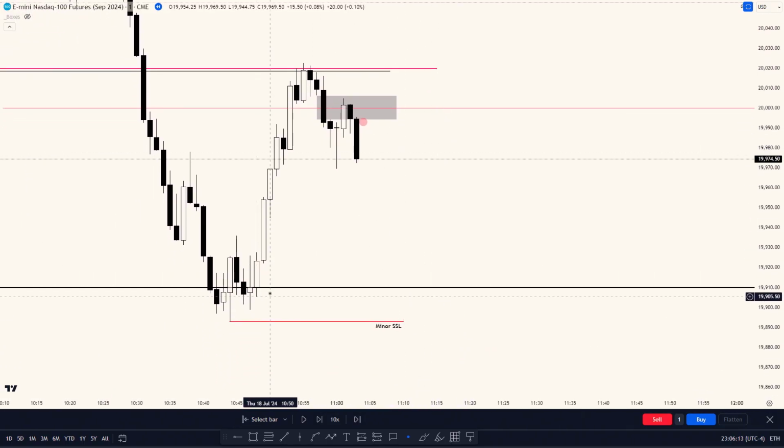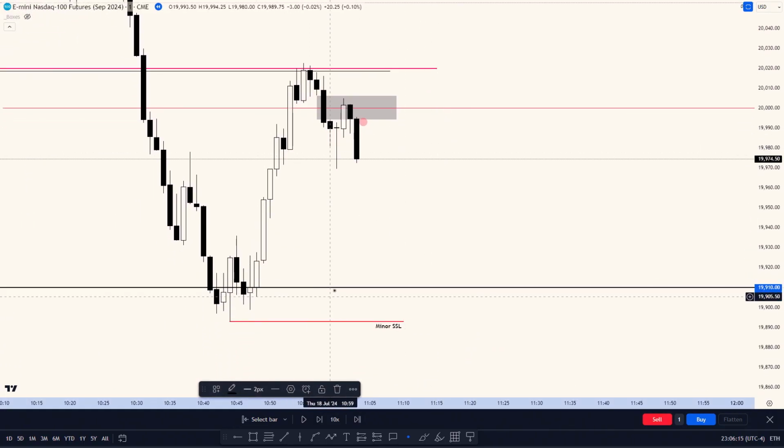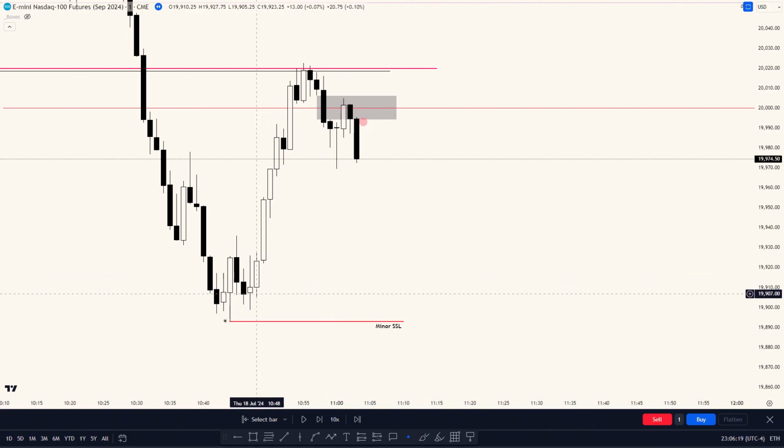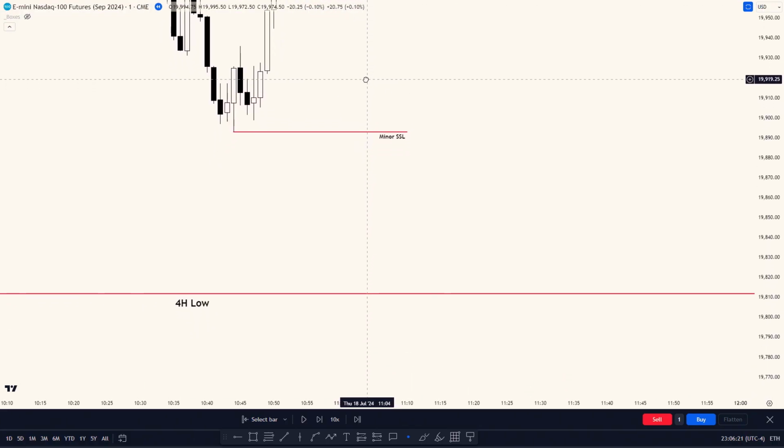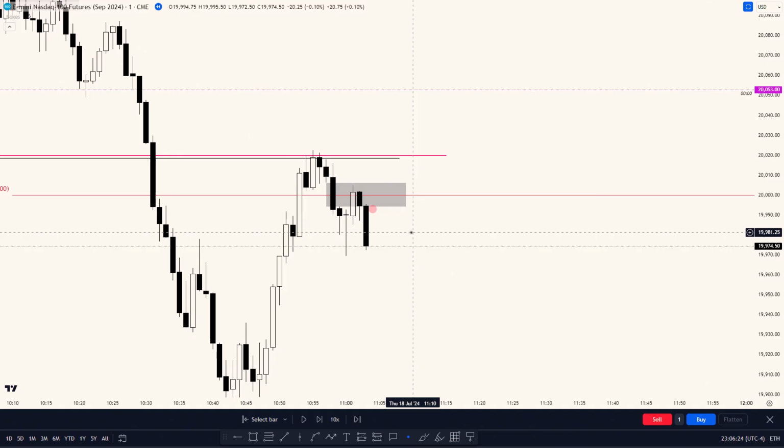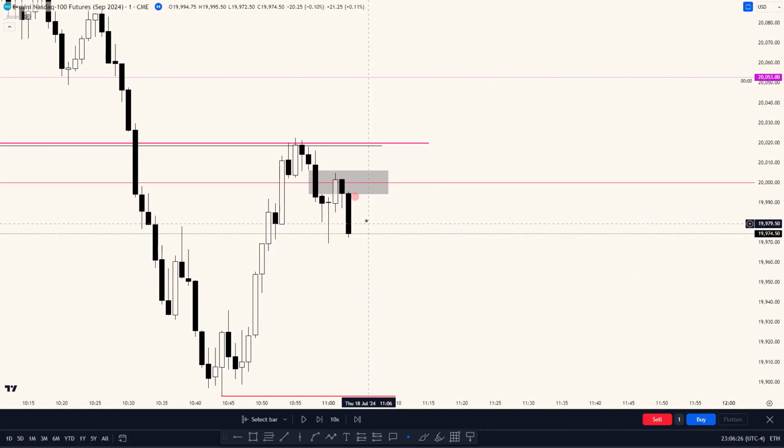And what do we have? We have a minor pool of sell side liquidity. I'm going to delete this black line. That was our old 4-hour failure swing. We have our minor pool of sell side liquidity, and we still have our major 4-hour low. So all I was waiting for now, I was looking at this 30-second propulsion block and fair value gap, and I was just looking at this inversion as well.